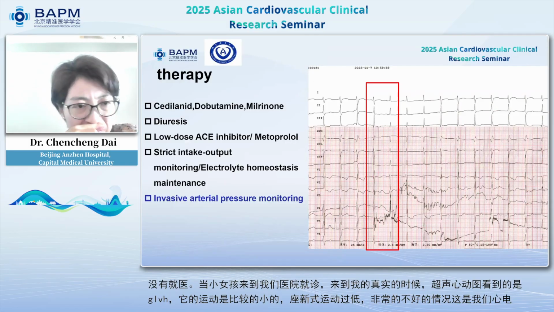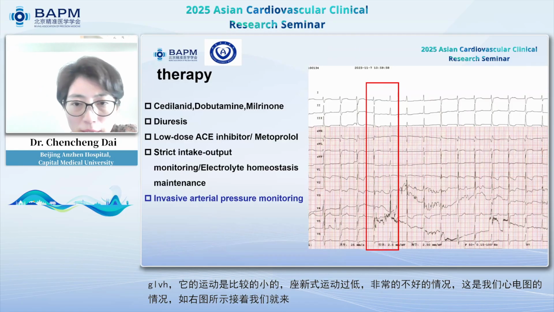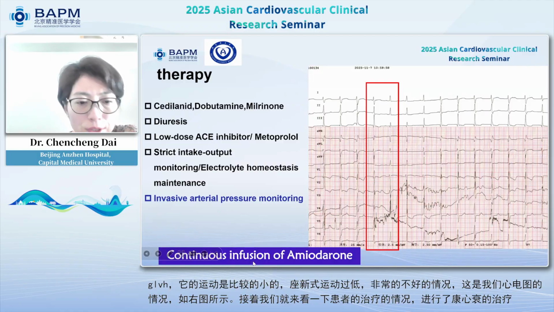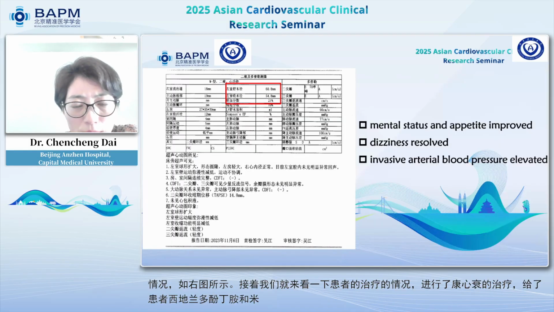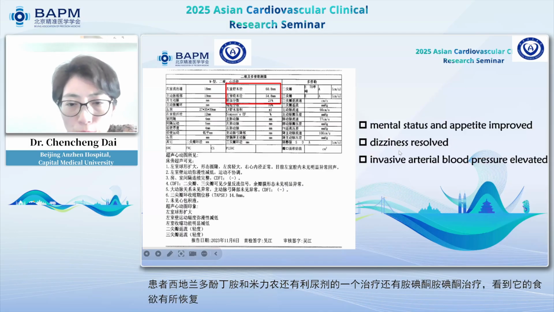Then when it comes to the therapy, besides anti-heart failure medicines, I gave her continuous infusion of amiodarone. After amiodarone, I found that the mental status and appetite of this girl improved, and the dizziness resolved.